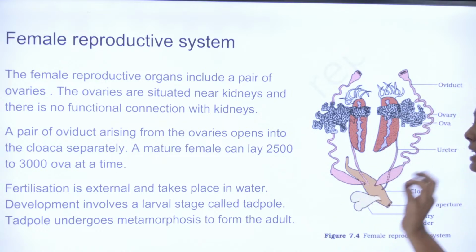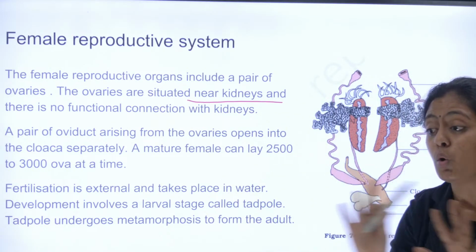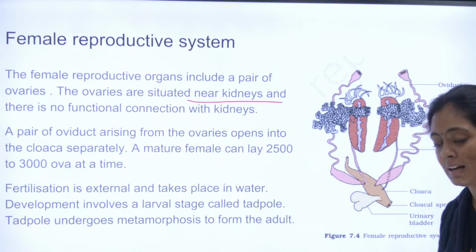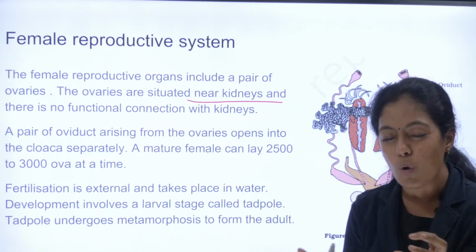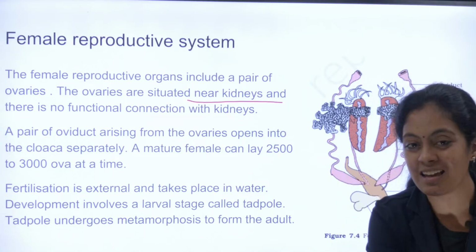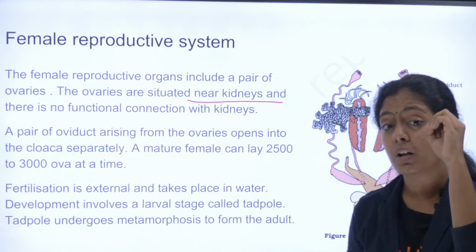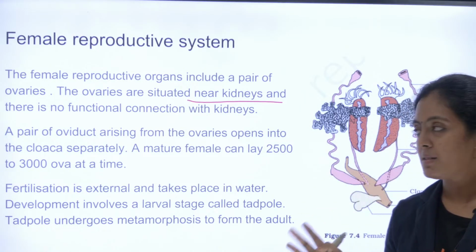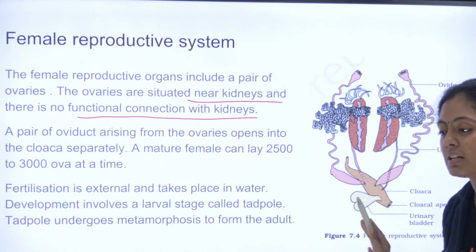Okay, the ovaries are situated near the kidneys. There is no functional association. In the previous picture la pathina, your testis is attached to your kidneys, whereas your ovaries is placed near your kidneys. Romba clear ah purinjikonga. Okay, your kidneys are just placed near your ovaries. That's what they are telling. No functional association with kidneys.